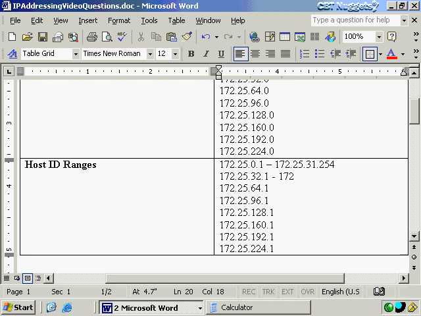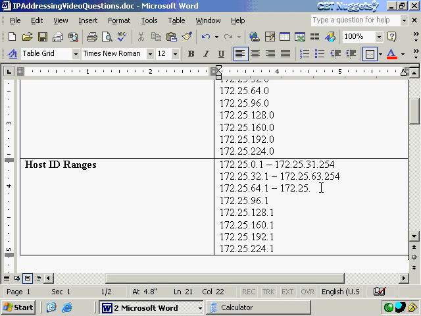172.25 dot, and then I'm going to go to one number behind 64.0 here, and that would be 63.254. And then the next one would be a similar idea, 172.25.64.1 through 172.25 dot, not going up to 96, I'm going to 95.254. You just fill in that same method all the way down through the rest of this chart.